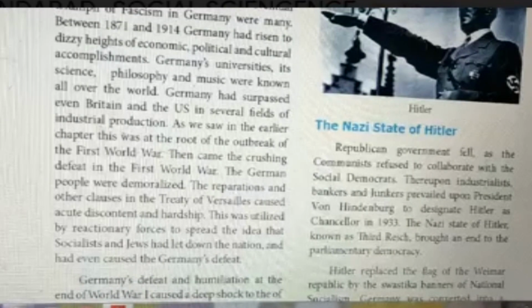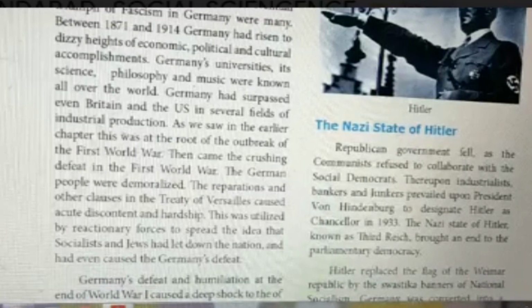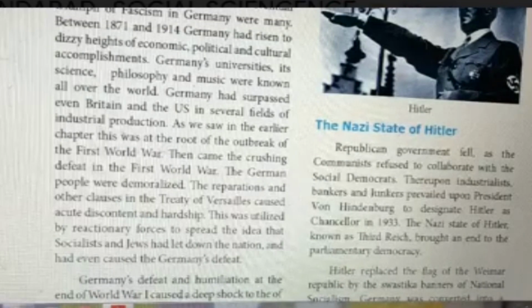Okay, next, the Gestapo. What is the Gestapo? It is a secret state police. It had the authority to stop and detain people, to torture them and send them to concentration camps. It was introduced first in the world by Hitler.